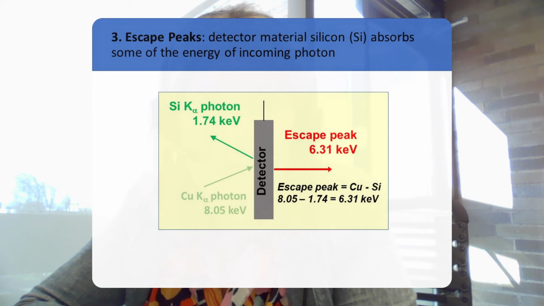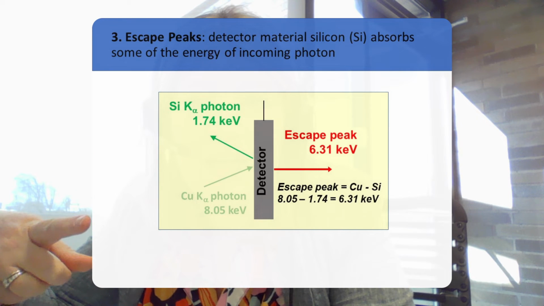Three, escape peaks are caused when an incoming X-ray's energy is absorbed by the detector material, which is silicon. Silicon's K alpha peak energy is 1.74 keV. So, in effect, the detector's response to the incoming X-ray is reduced by that amount.